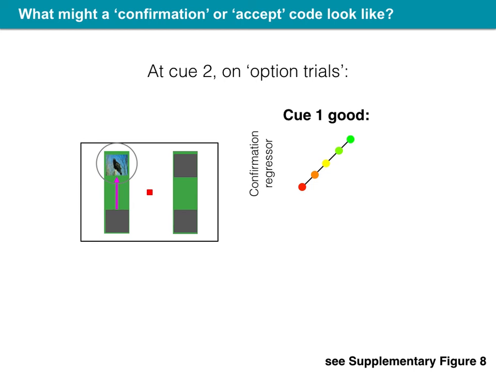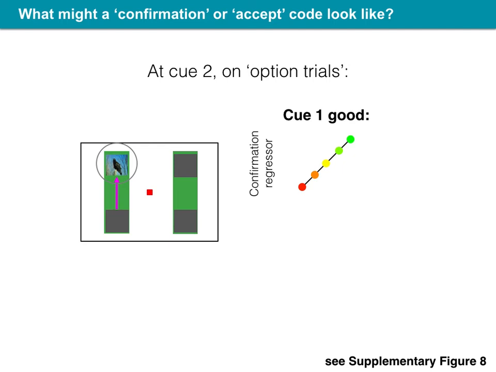And so the way that we set about doing this was to try to define what a signal which looked like belief confirmation might look like. So we tried to define a regressor based upon the cues which were being attended, which would reflect how much the current cue confirmed the subject's belief. Okay, so let's try and define what that belief confirmation regressor might look like at the second cue on option trials.